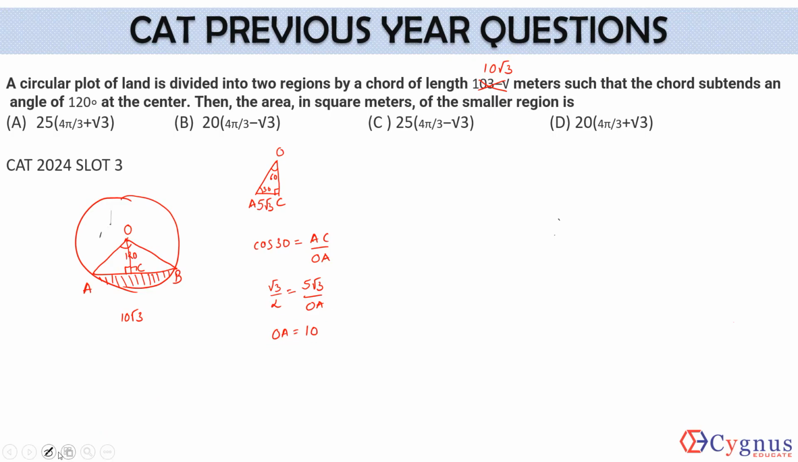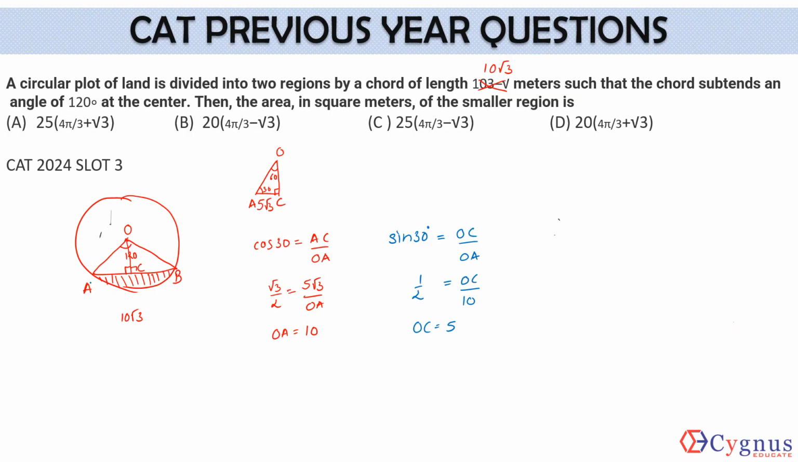Similarly, when you apply sine 30, sine of 30 is perpendicular by hypotenuse, which is OC by OA. Do we know the value of OC? No. But we know the value of OA, which is 10, and sine 30 is half. So this says that OC must be equal to 5. Now we know the value of OC. We also know the value of OA.